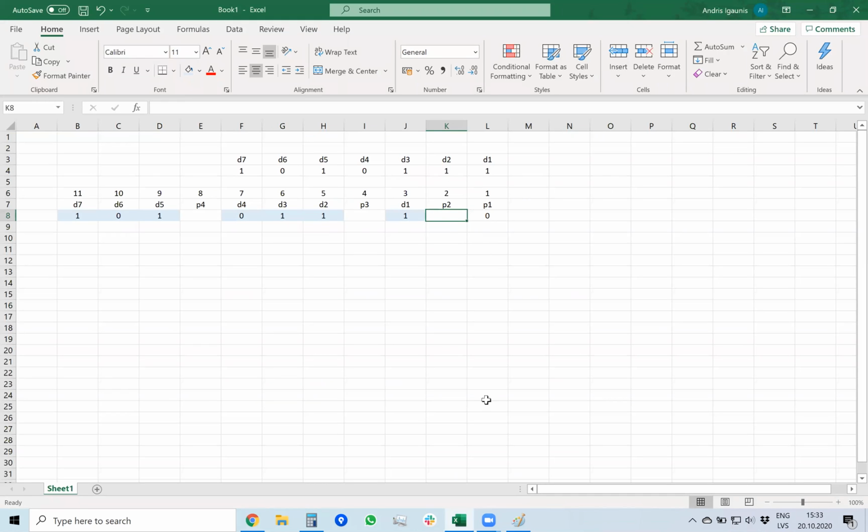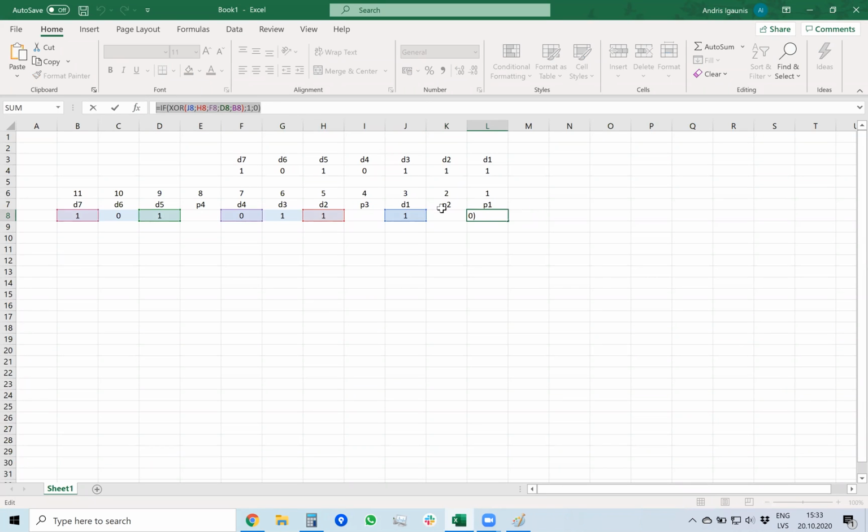Parity bit number 2. So 3 is 2 plus 1. I'll actually copy this formula and paste it here. And here in XOR, I'll just manually write it down. So XOR on 3 is 2 plus 1, so this participates. 5 is 4 plus 1, so not here. 6 is 4 plus 2, so this participates.